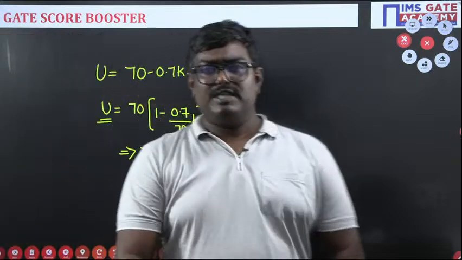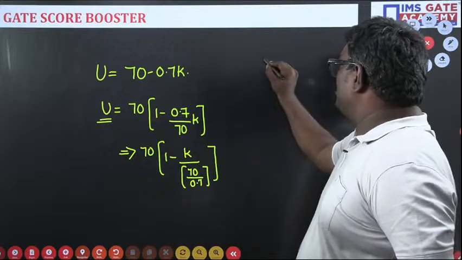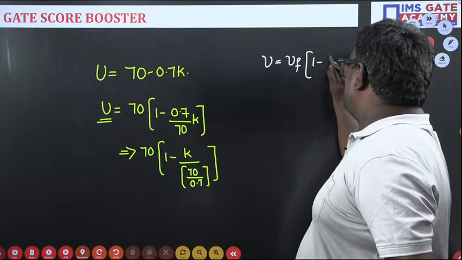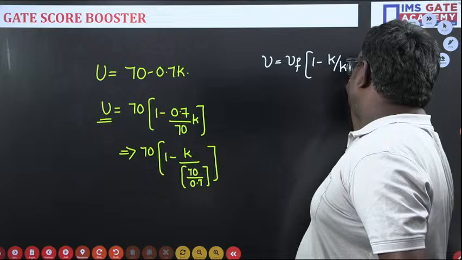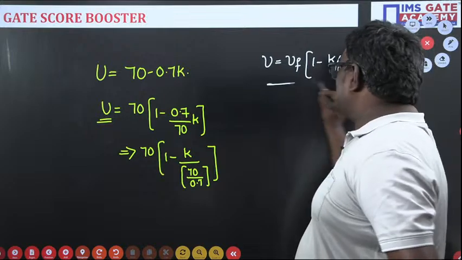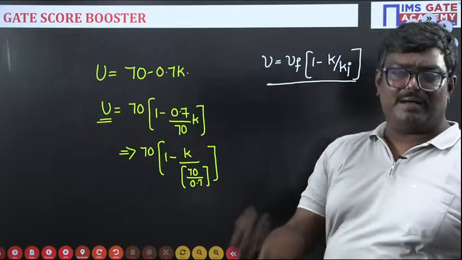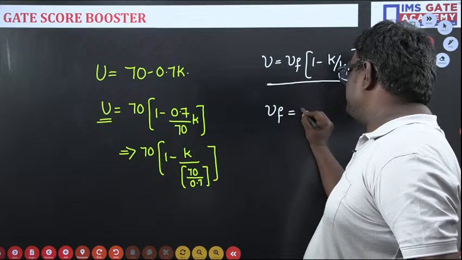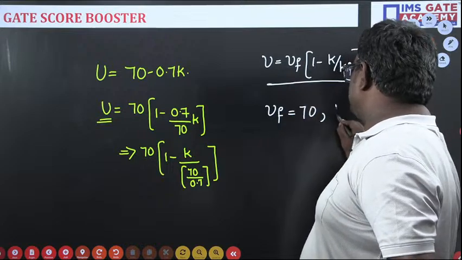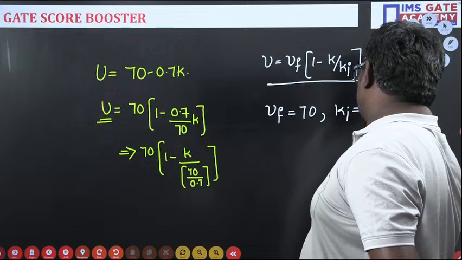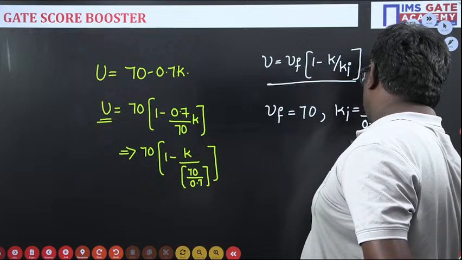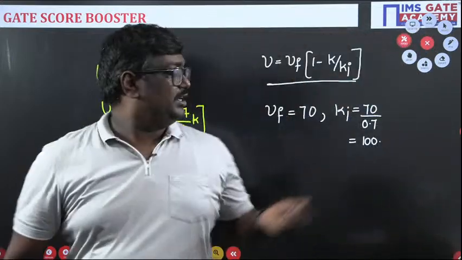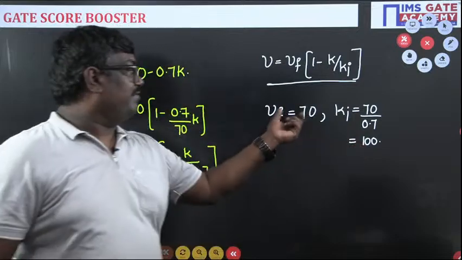Now see students, we know velocity V is equal to Vf into (1 minus k upon kj). This is the actual equation which you have derived in the previous problems also. From this linearity, Vf can be taken as 70 and kj can be taken as 70 upon 0.7, which is equal to 100. Now here you know the values of traffic density and velocity.